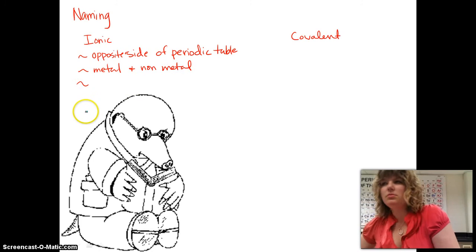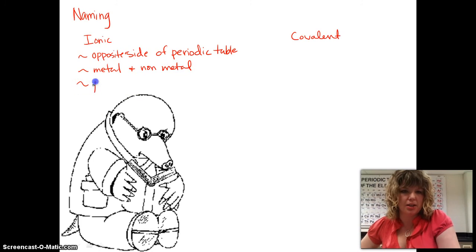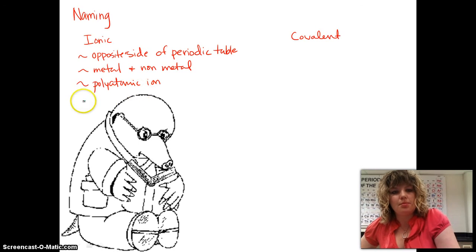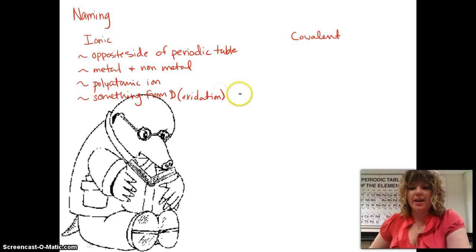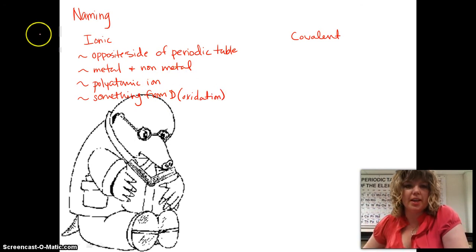And if you ever see a polyatomic ion involved, or if it's something from the D block, anything from the D block is going to require an oxidation number, which means that you have to write it out. We'll do an example of one of those in just a second.